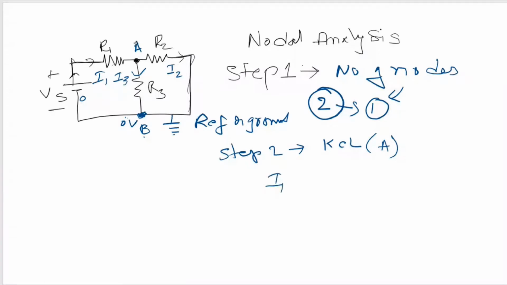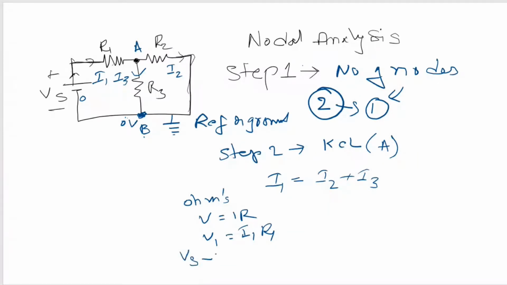Now, according to Ohm's law, V is equal to IR. So V1 is equal to I1 into R1. The potential difference across R1 is Vs minus V1, which is equal to I1 into R1.